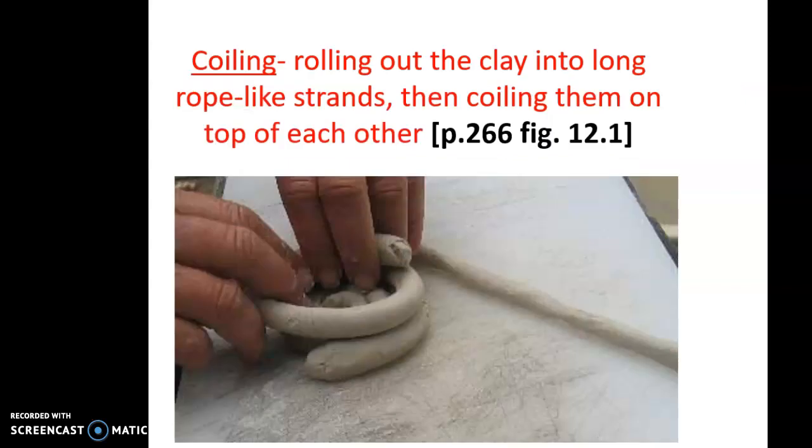Now, coiling is basically the rolling out of the clay into long rope-like strands, then coiling them on top of each other. You see here, you've probably done that again with your Play-Doh, rolling it out and building from there. Now on page 266, figure 12.1, you'll see an example of a coiled pot. That coiled pot doesn't even look coiled on the outside. It just looks coiled from the inside. Generally, artists sometimes will smooth out the outside, but sometimes leave evidence of the coiling from the inside.